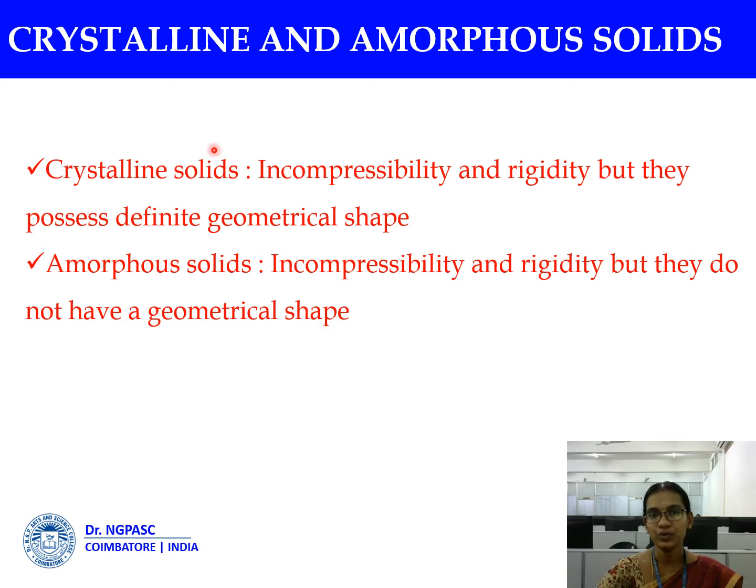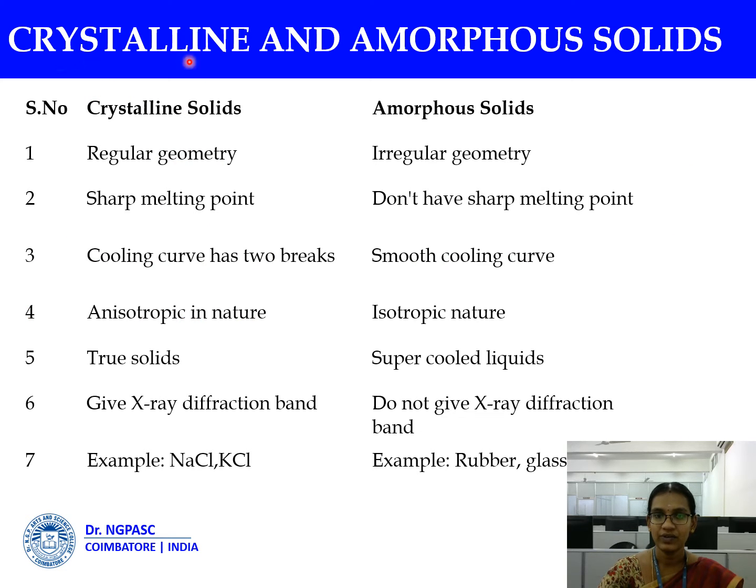Before going to see symmetry in crystals, we have to know what is meant by crystalline solid and amorphous solid. Crystalline solids are solids having incompressibility and rigidity, but they possess a defined geometry. Amorphous solids are solids having incompressibility and rigidity, but they do not have a regular geometry. Next, we'll see the difference between crystalline and amorphous solids.